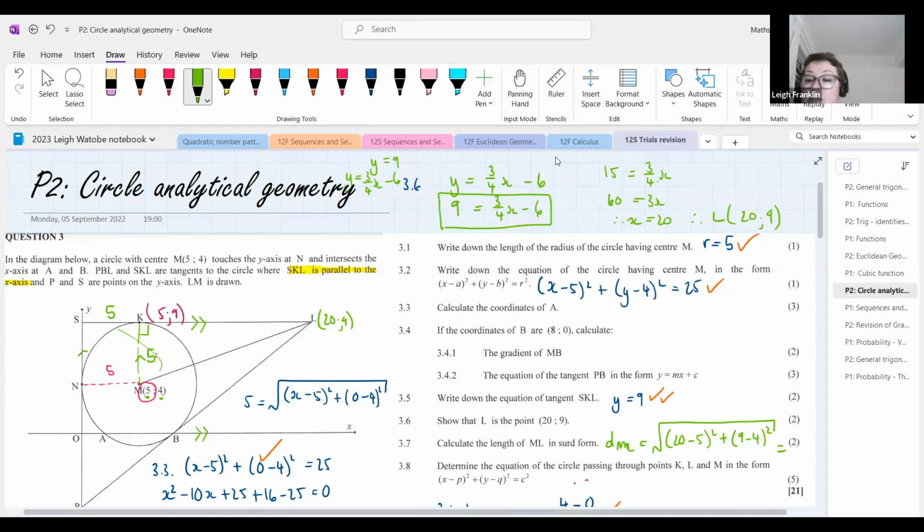Are you guys getting the same answer? 5 root 10.